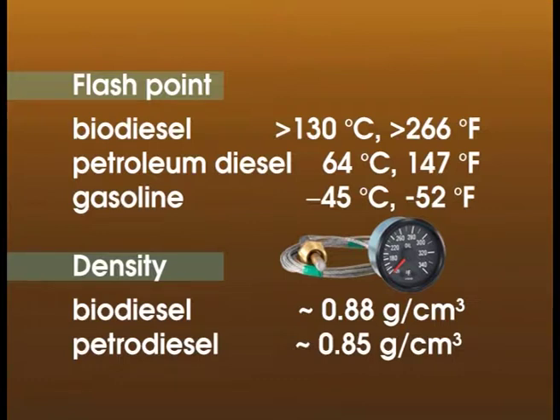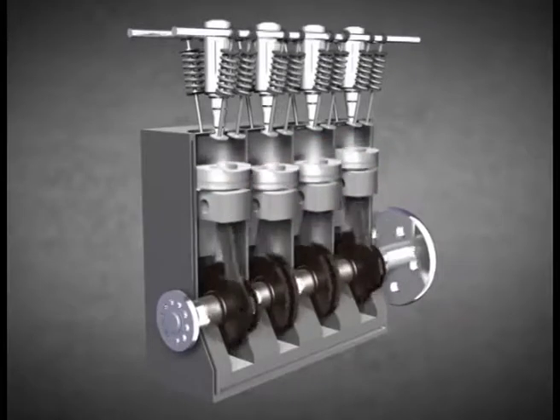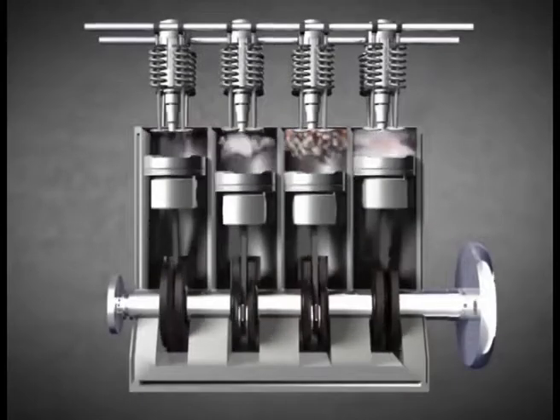Biodiesel has a density of about 0.88 grams per cubic centimeter, higher than petroleum diesel, which is 0.85 grams per cubic centimeter. Biodiesel has virtually no sulfur content. It is often used as an additive to ultra low sulfur diesel, that is ULSD, to aid with lubrication, since the sulfur compounds in petroleum diesel provide the lubricity.